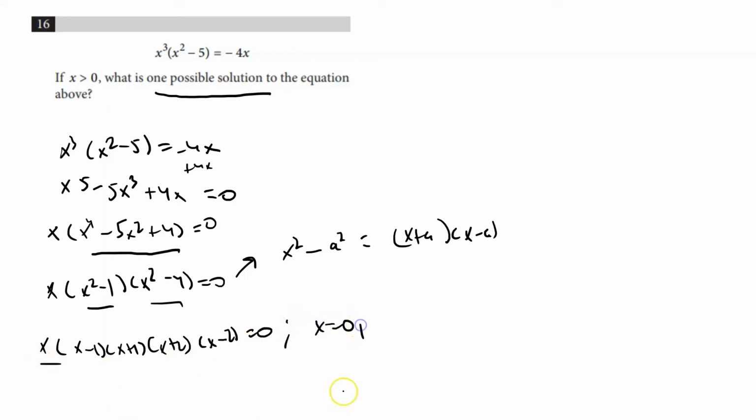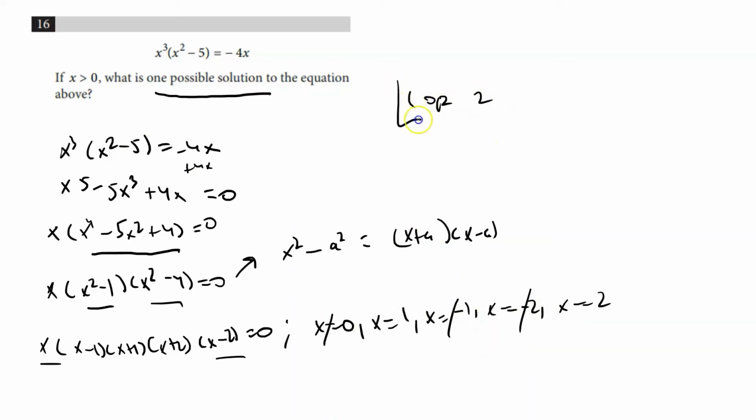Thus, our solutions are x equals 0, x equals 1 from this, x equals negative 1, x equals negative 2, and finally x equals 2. And we look at the question again. It asks if x is greater than 0, so we can cross this, this, and this out. Our possible solutions are 1 or 2. Okay.